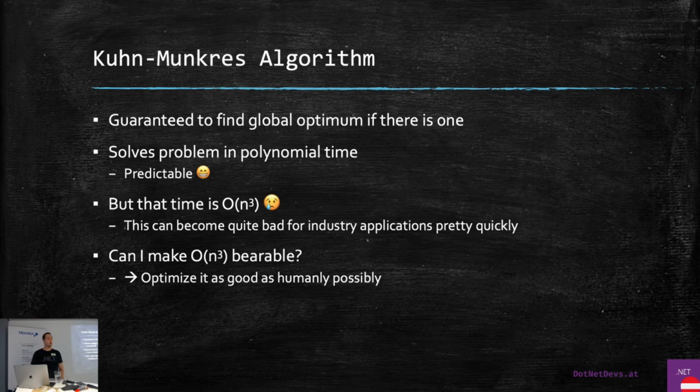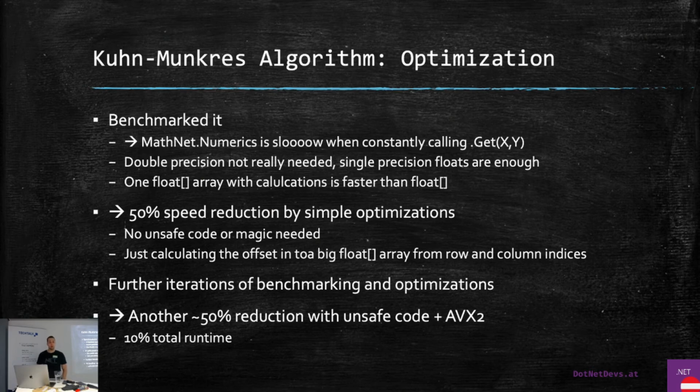So could I make n to the power of 3 bearable? Can I optimize it as good as humanly possible to be very, very fast? And this is exactly what I did. So I started benchmarking it, found out that, of course, if I use a library that also has some allocations that tries to create a matrix, this is okay for the most part, but not for this algorithm when I want to call into the data and subtract some values from each other and keep track of some locations.